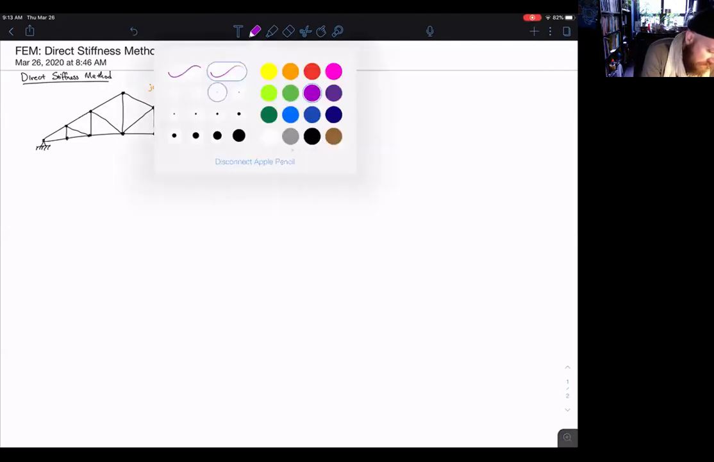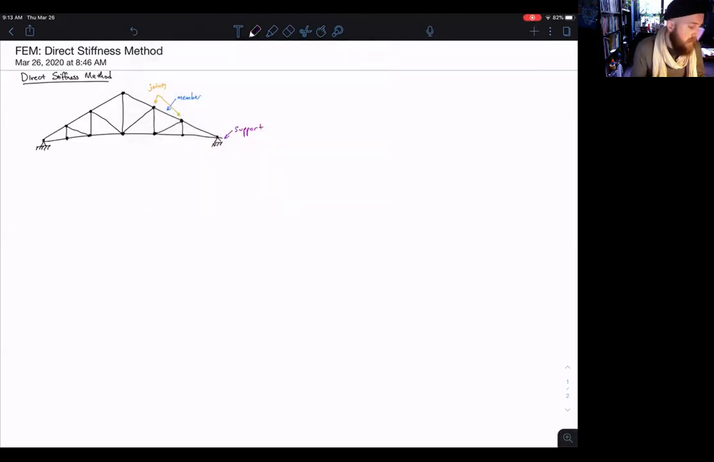And there's three basic steps that we're going to follow here. The procedure looks like this. First, we're going to idealize the structure.